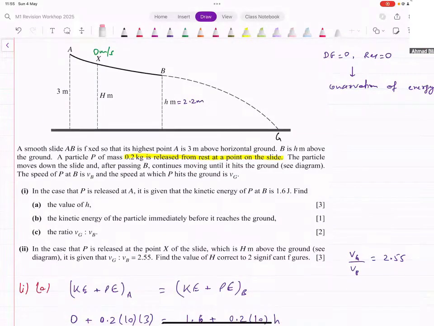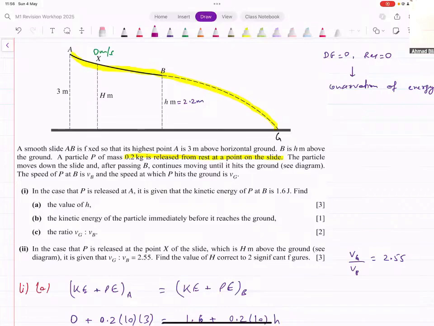A smooth slide AB is fixed so that its highest point A is 3 meters above horizontal floor. Now, whenever you have a curved surface like this, never use constant acceleration formulas here, because direction is changing at every single point. So the acceleration can never remain constant. Now, in such problems, a lot of times, you can use conservation of energy. Why? Because in many cases, this will be a smooth surface. Not always. Sometimes it can be rough as well. In that case, you'll have to use the work energy principle.